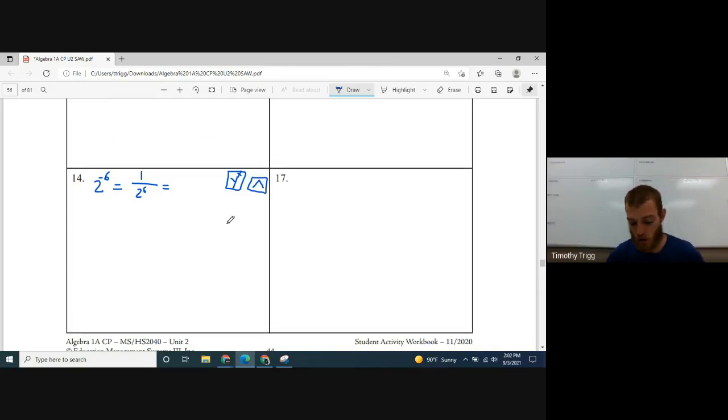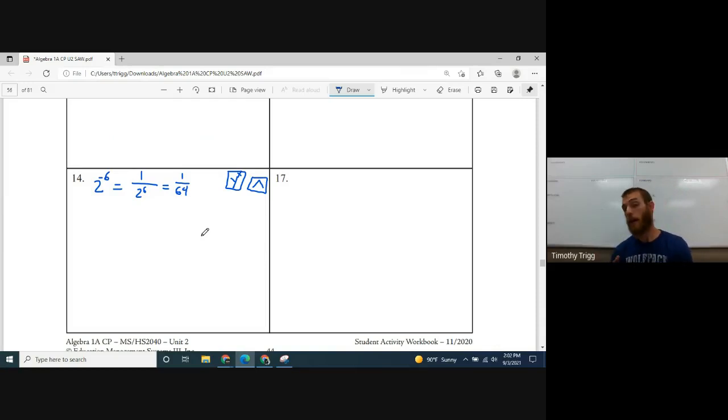On my calculator, I would do 2 to the power of 6 and I get 64. So this would be 1 over 64. I would suggest figuring out how to use your calculator on your own, and you should be able to find that 2 to the power of 6 equals 64.